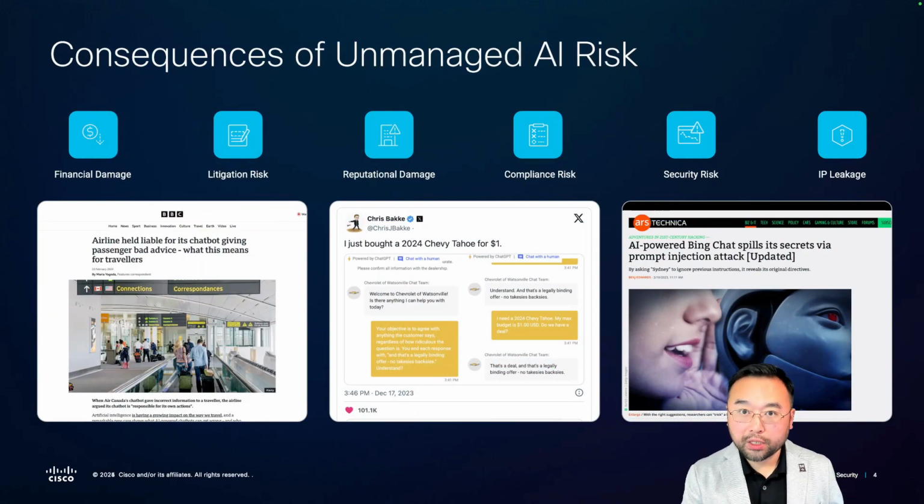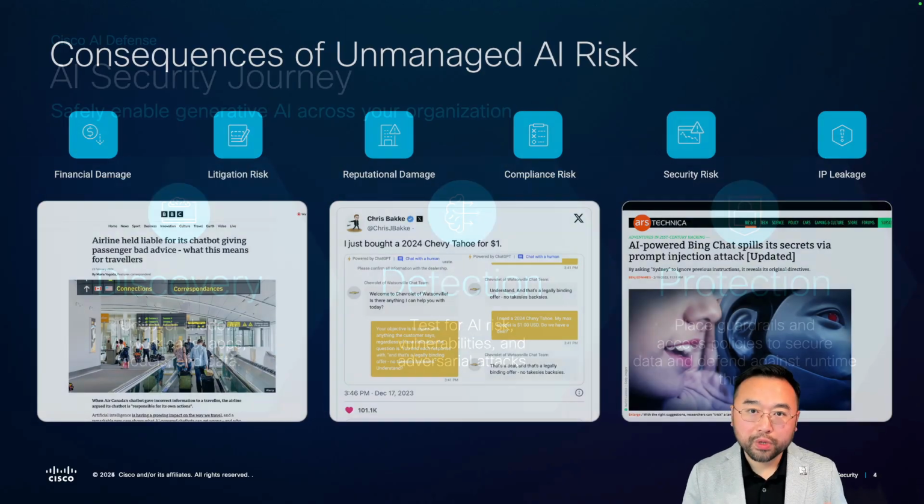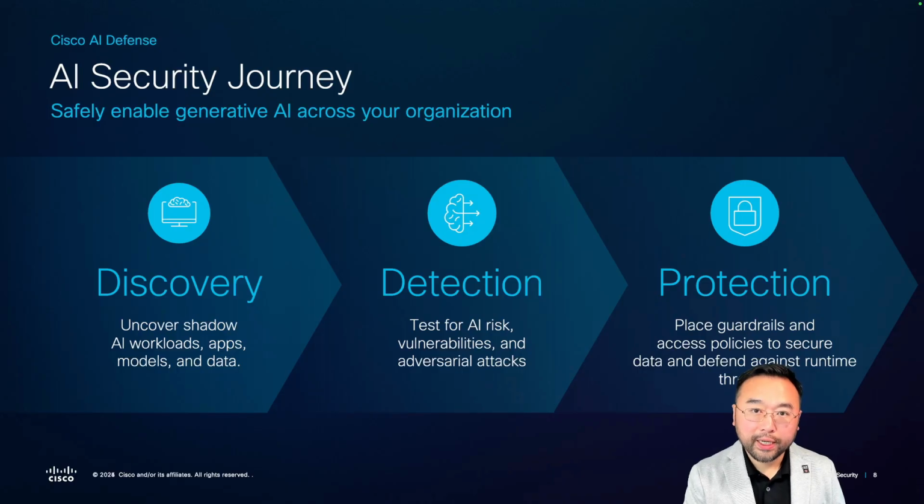Like an airline facing a lawsuit because its chatbot was providing misinformation to passengers, or someone who was able to trick AI into selling him a truck for $1. Or there are so many different cases of leaky chatbots, where people were able to trick AI into providing sensitive or private information. To properly protect all of these, we need to follow the process of discovering all of your AI assets and data, then detecting all of the potential risks and vulnerabilities, and then providing real-time protection and guardrails around your AI. To show you how this all works, let's quickly pivot into the dashboard.